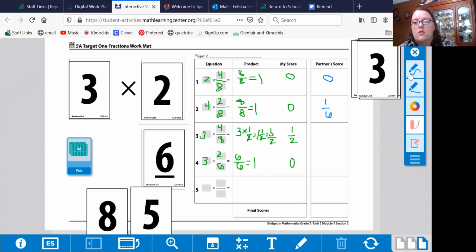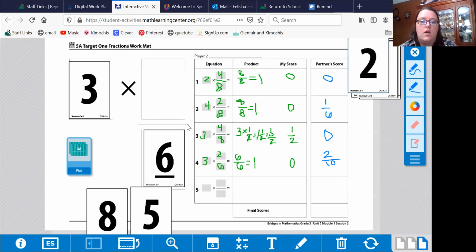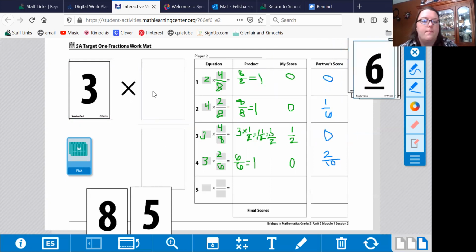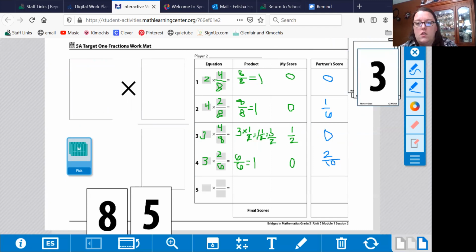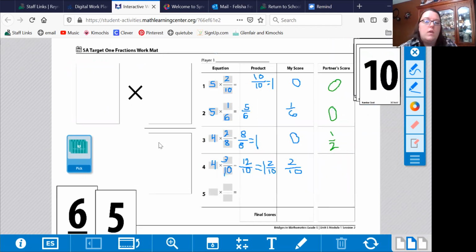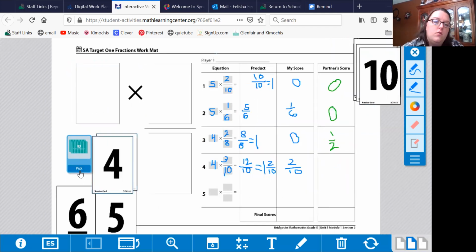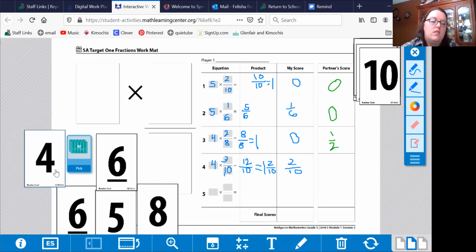Change this to make it less confusing. So that score was a 0. And this one was 2 tenths. Last round, let's see what happens. So far, they're fairly close-ish. Okay. 1, 2, 3. Oh, that's not real helpful, is it?